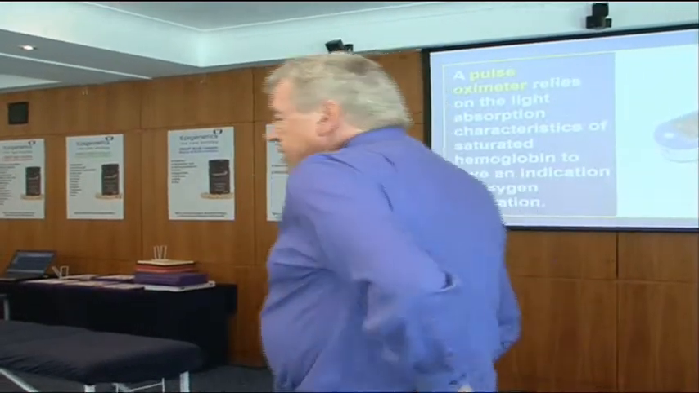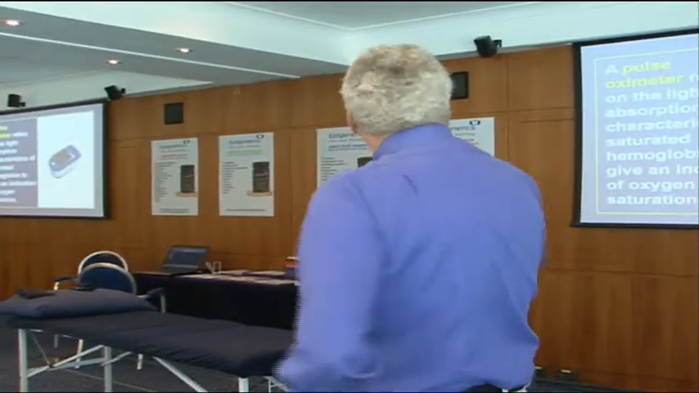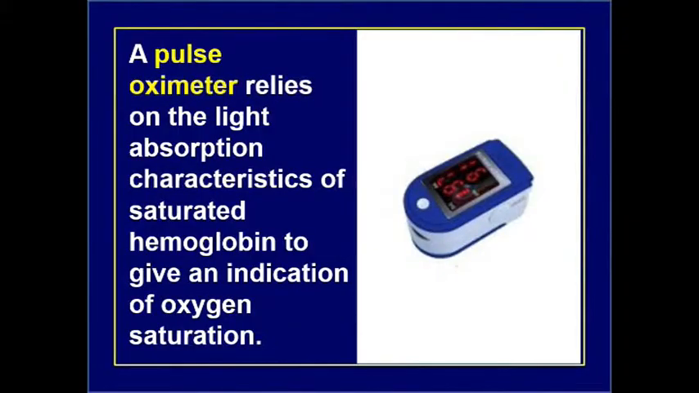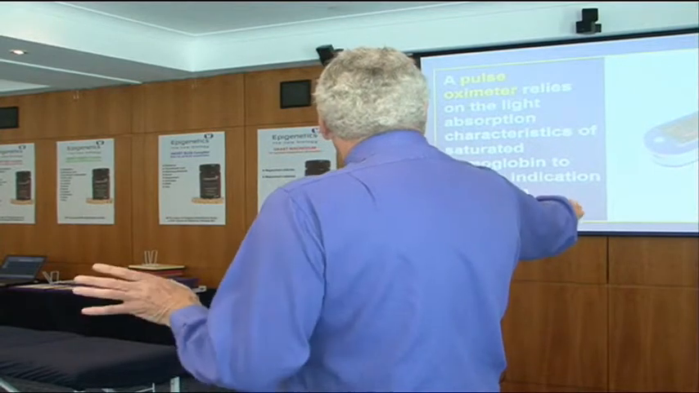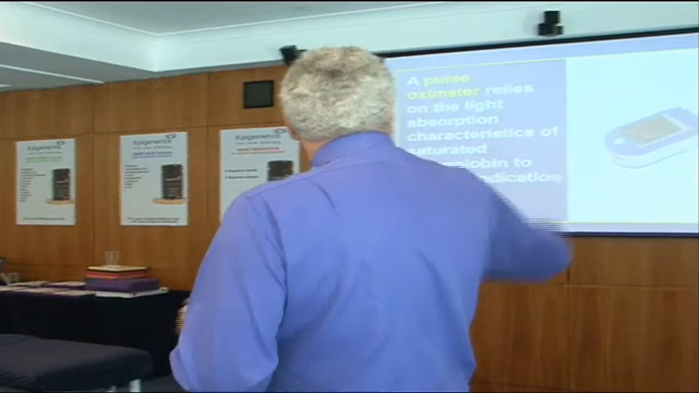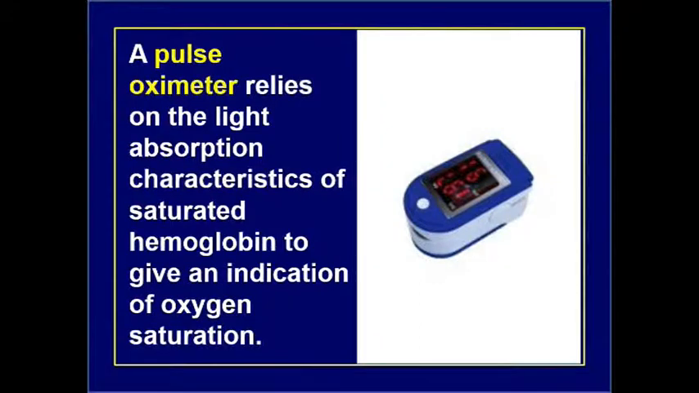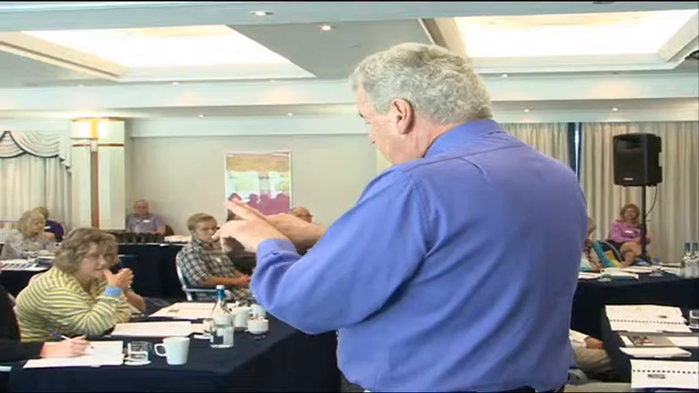The simplest way to measure this is an oximeter. Now, these are very cheap, very simple, and very easy to use. A pulse oximeter relies upon the light absorption characteristics of saturated or oxidized hemoglobin and gives an indication of the level. It's a very simple device that goes onto the nail, usually of the index finger. This is how they teach you, and then it'll tell you the pulse rate and the degree of saturation.